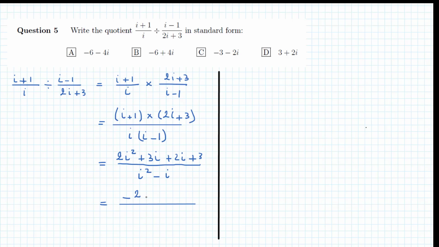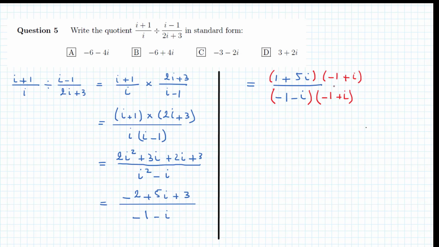Now, remembering the fact that i squared equals minus 1, the numerator would be 2 times i squared equals minus 2, 3i plus 2i will give 5i, plus 3. And in the denominator, i squared will be minus 1, minus i. Now adding the real parts together in the numerator, we get (1 plus 5i) over (minus 1 minus i). To write this fraction of complex numbers in standard form, we need to multiply the numerator and the denominator by the conjugate of the denominator, which is minus 1 plus i.